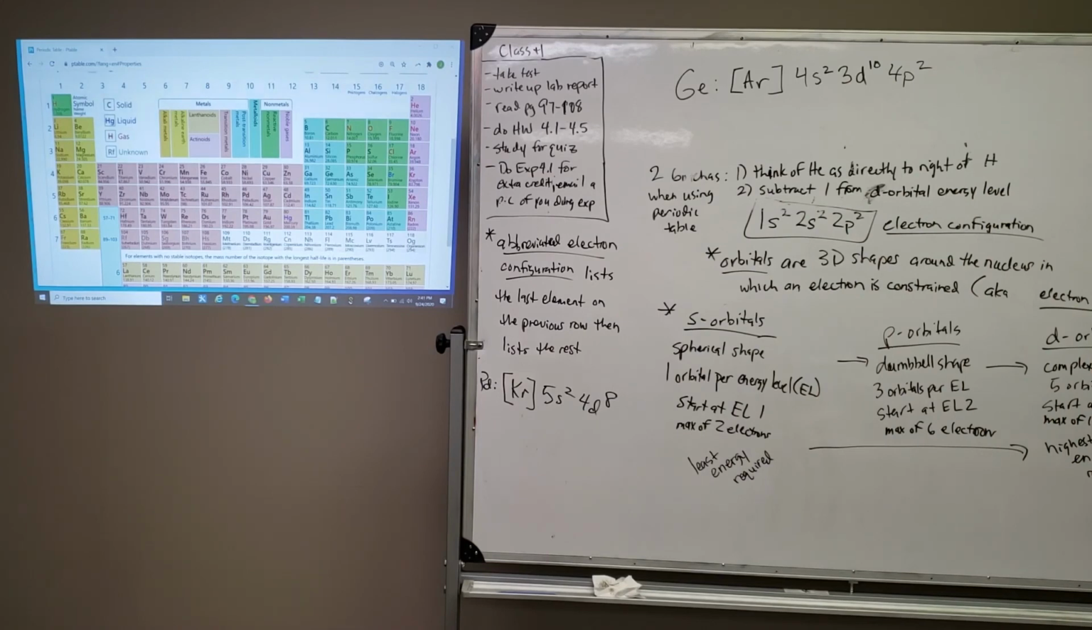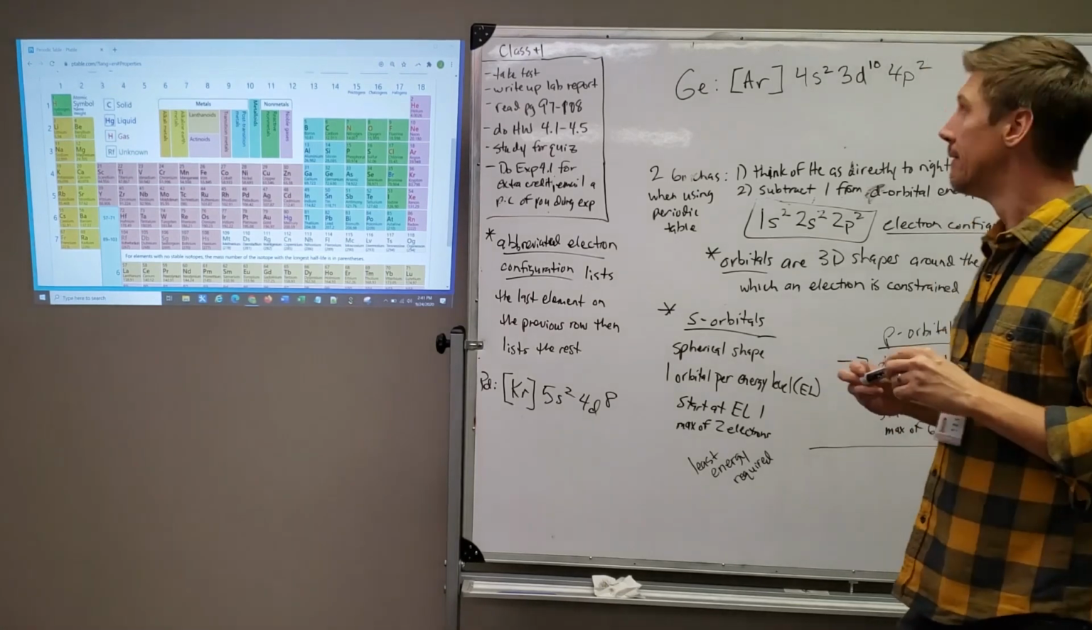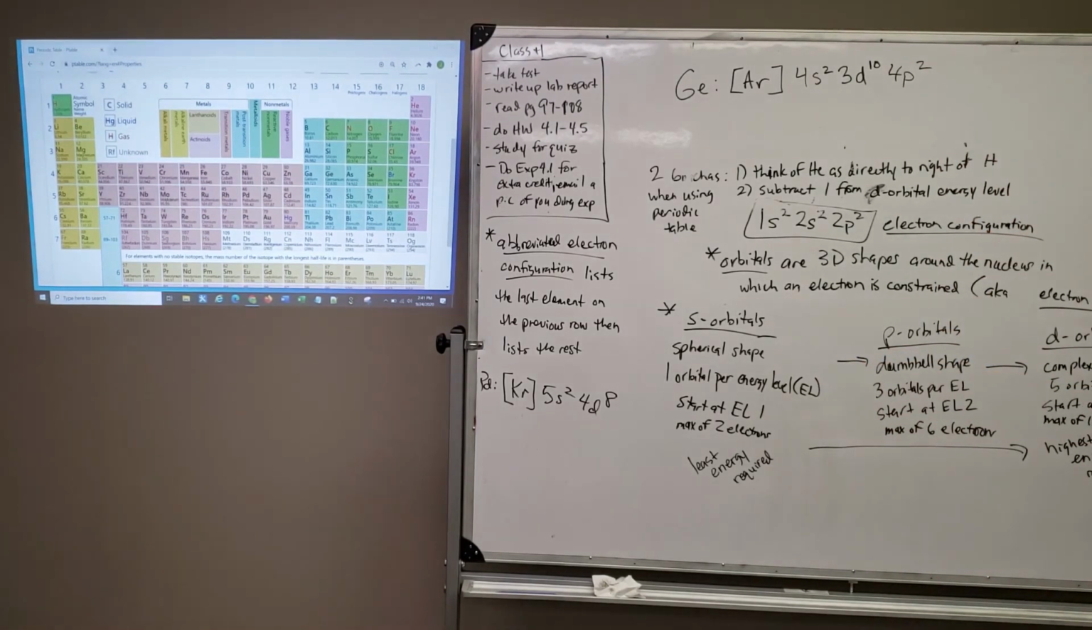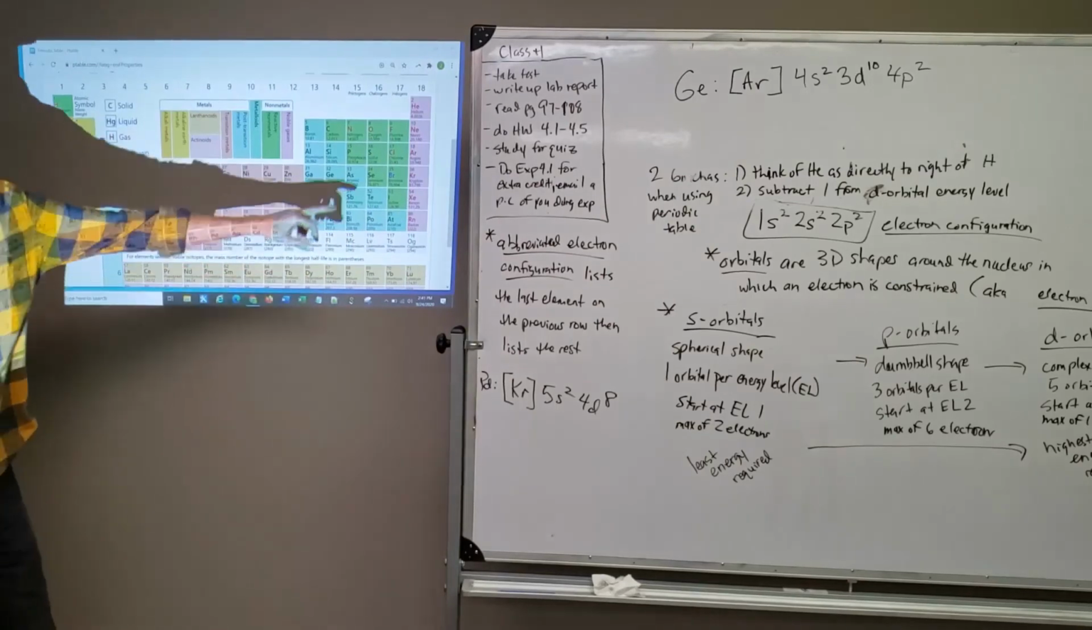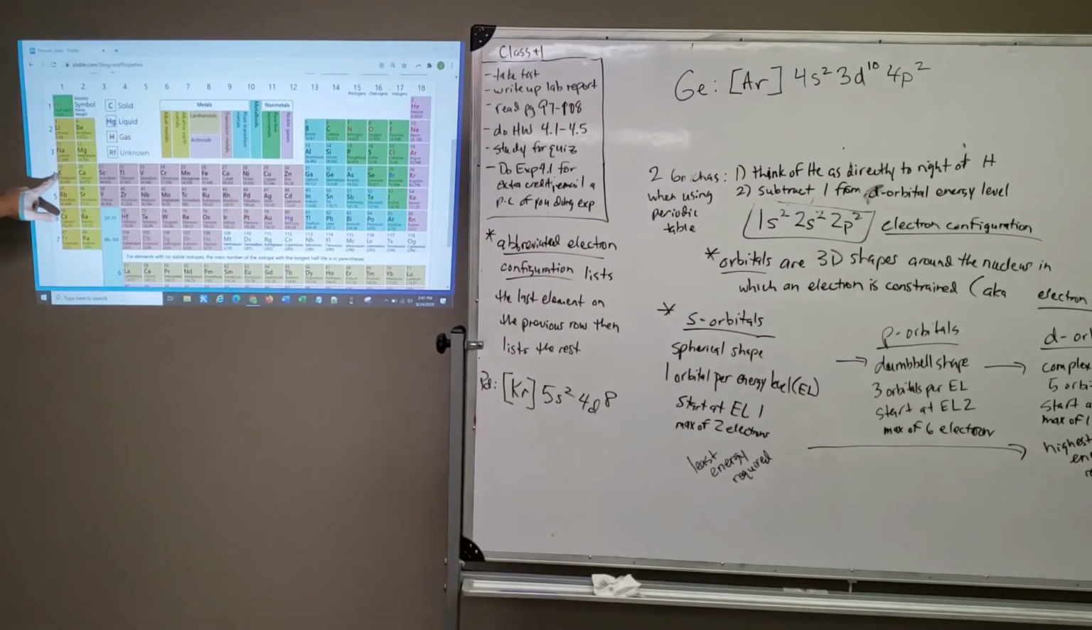Does that work? Make sense? Any questions about any of it? Yes? Should that be 2s squared or is it 4s squared? Let's see. Well, we started with argon. We started right here, and then we counted over; we go down from argon to this row. So 4s is next. 4s2. Does that make sense?